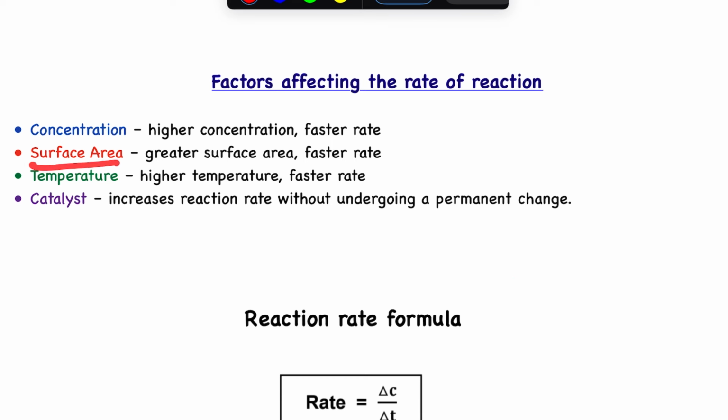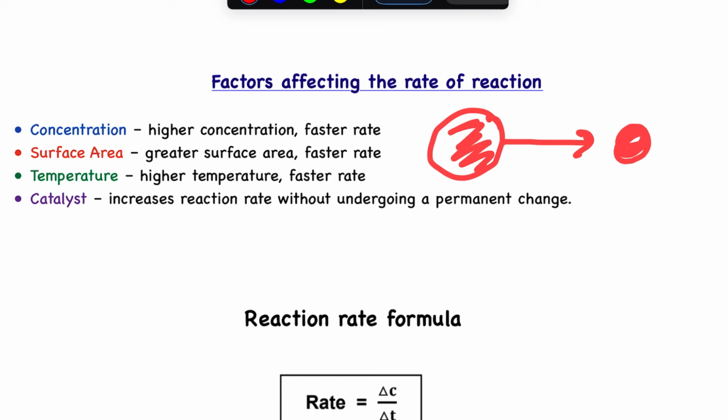So when we talk about the surface area, guys, we're talking about a substance that will be in a powder form, or in a granule, like changing something from a tablet form to a powder. So surface area, guys, is the state of division.